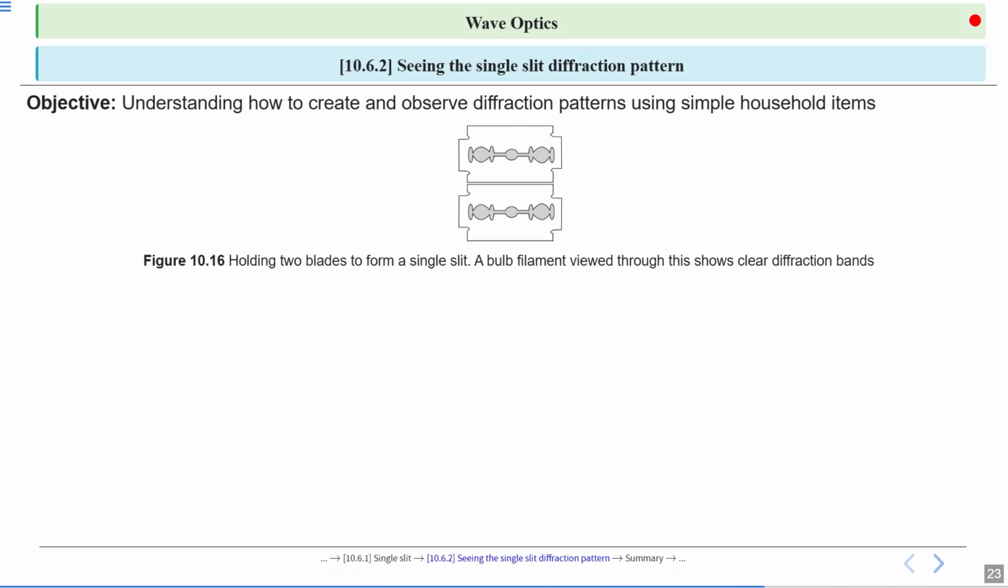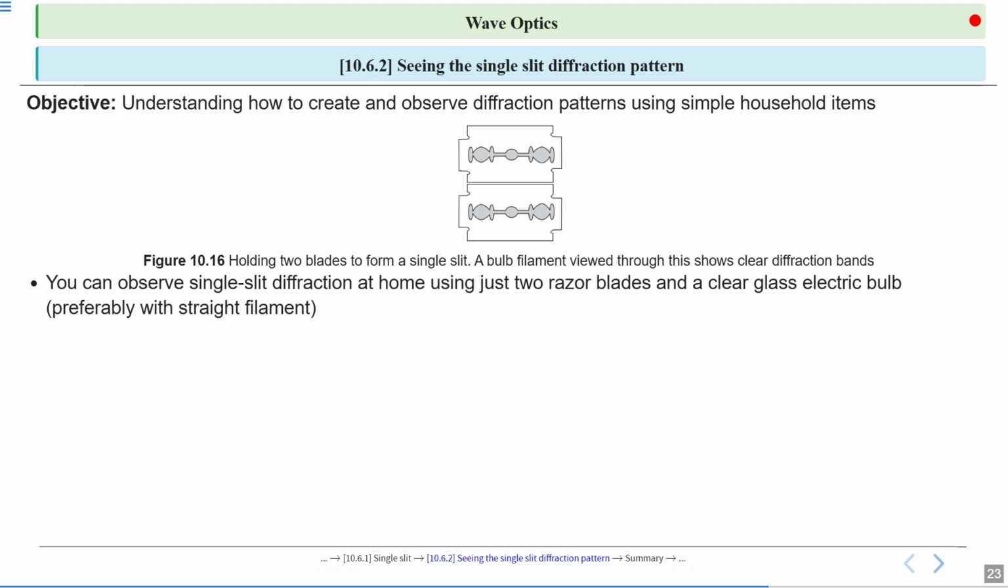Now we are going to explore wave optics by creating and observing diffraction patterns using simple household items. Our objective is to understand how diffraction works and how we can see it in everyday life. Notice the image showing two blades forming a slit, which is key to observing diffraction patterns. So let's start by discussing how you can observe single slit diffraction at home.